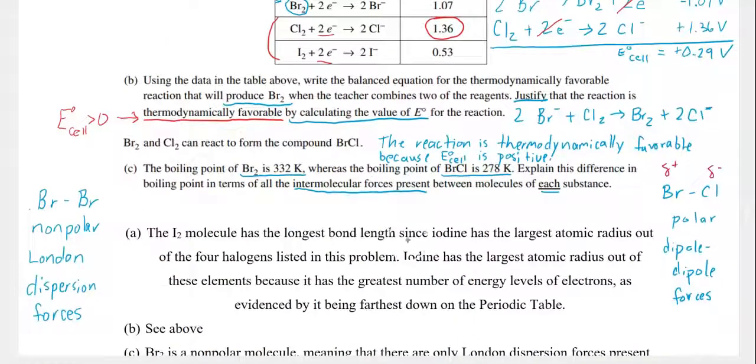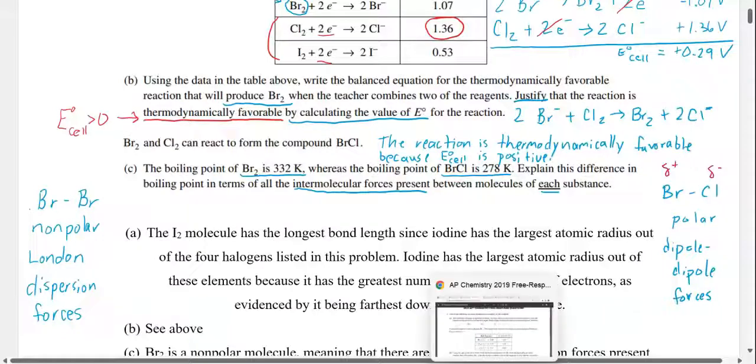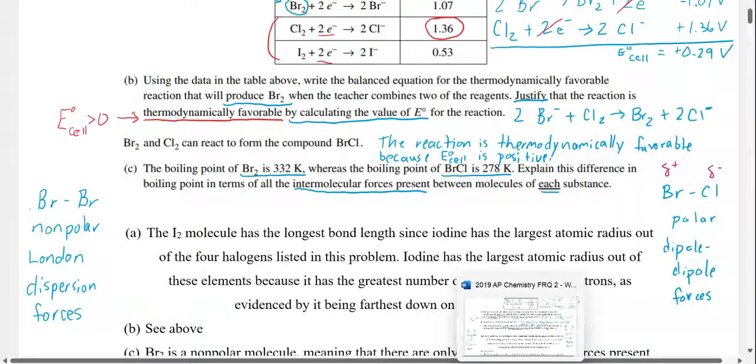right here, the I2 molecule has the longest bond length since iodine has the largest atomic radius out of the 4 halogens listed in this problem. Iodine has the largest atomic radius because it has the greatest number of energy levels of electrons, as evidenced by it being furthest down on the periodic table.